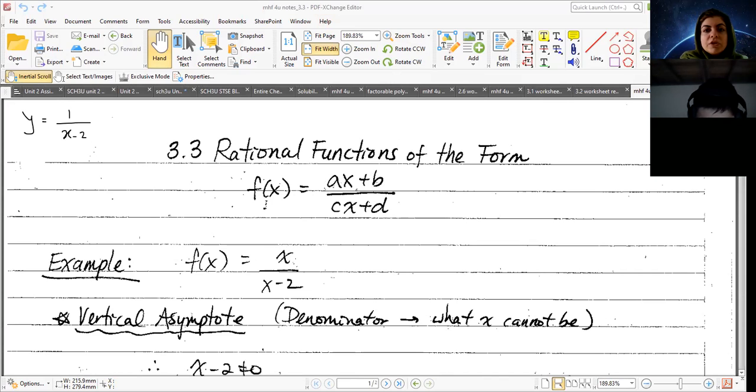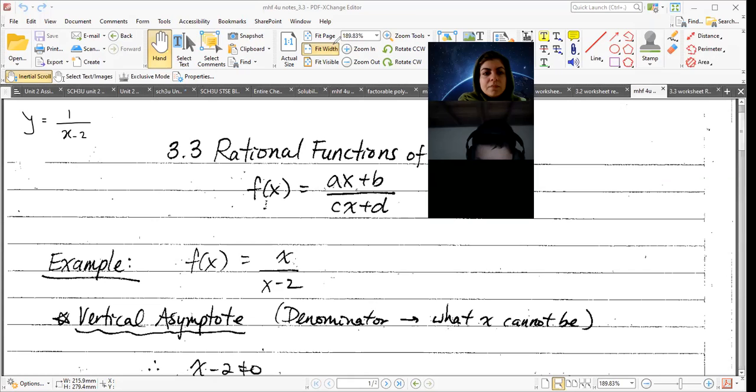Let's just do it together and see how I can graph f(x) equal to x over x minus 2. I'm going to share a new page here. The question was x minus 2. Okay, y is equal to x over x minus 2.